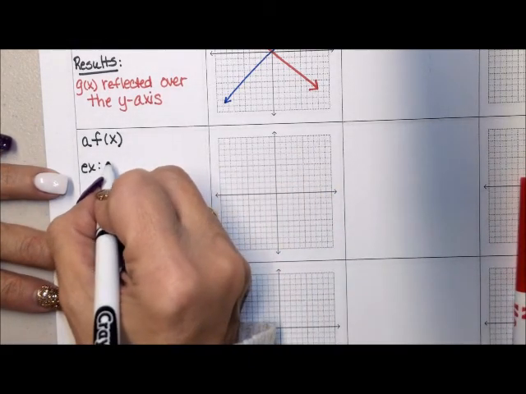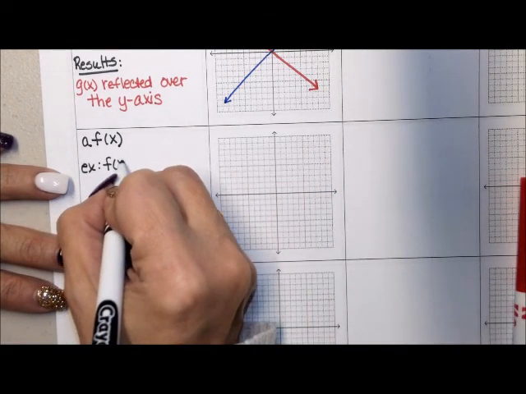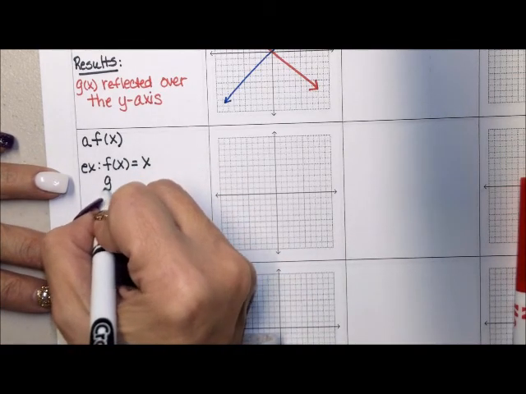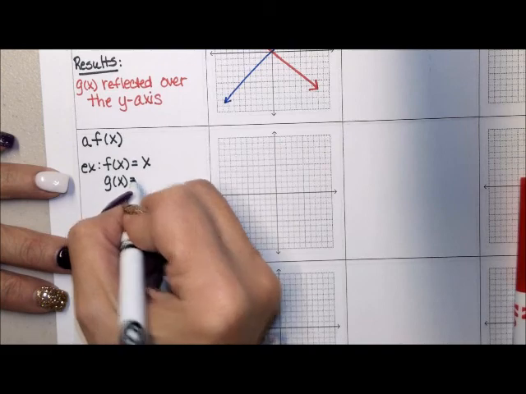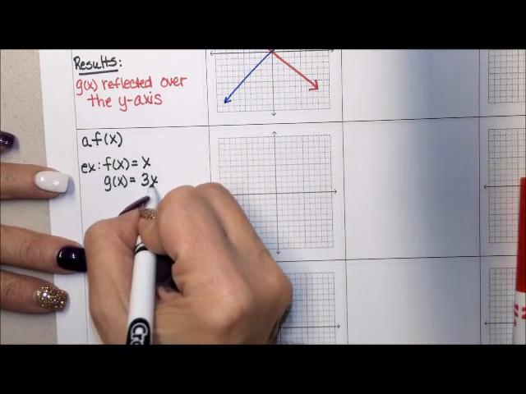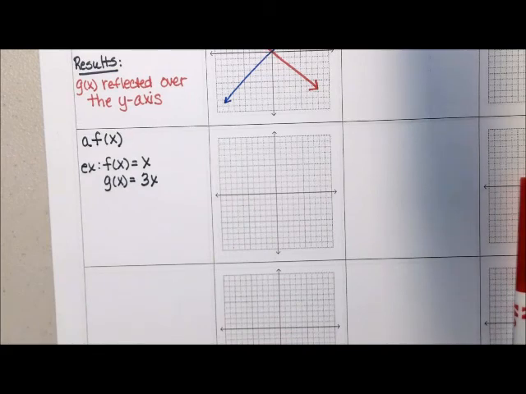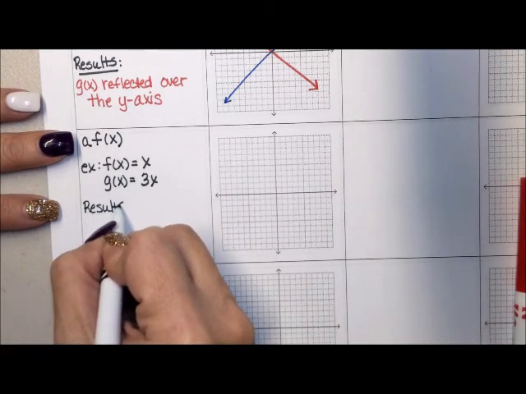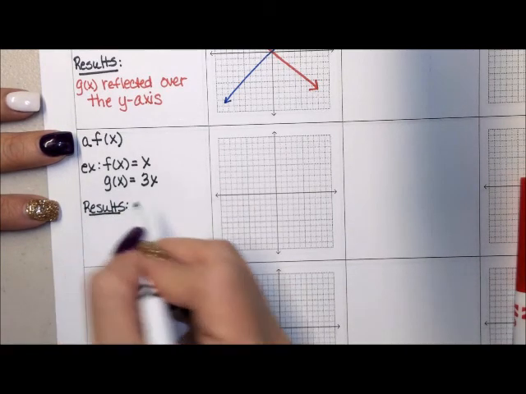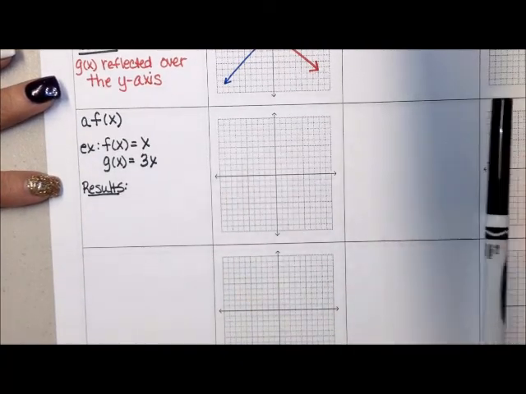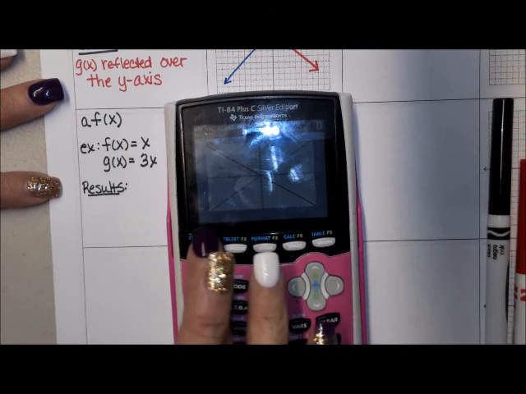Let's do, if we had f of x equals x and g of x equals 3 times x. Okay, so let's get our calculator and we want to know what the results are. Take a second, if you're watching this at class or at home, go ahead and pause the video and graph it. If you don't have a calculator, stay with me. We're going to do it here.